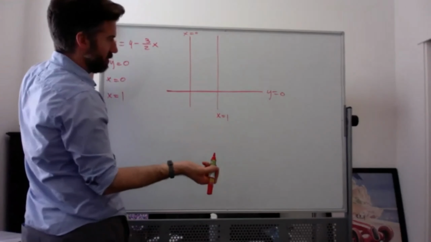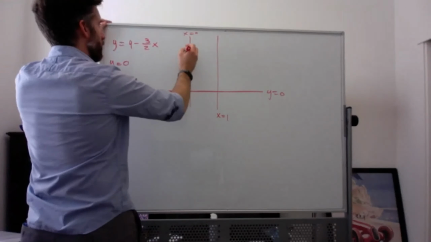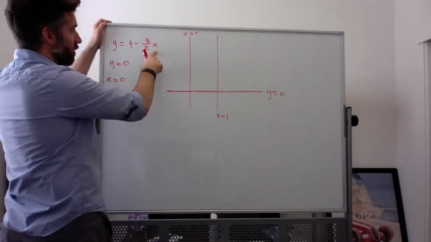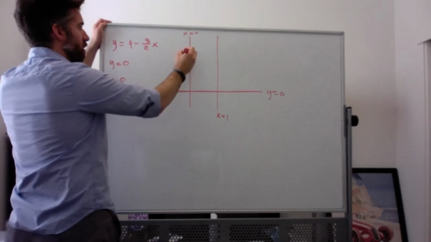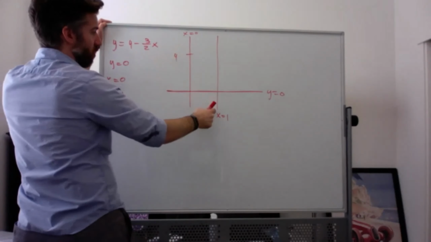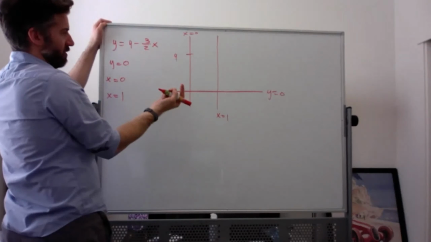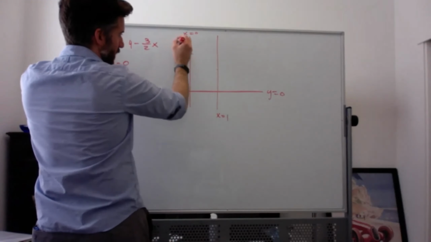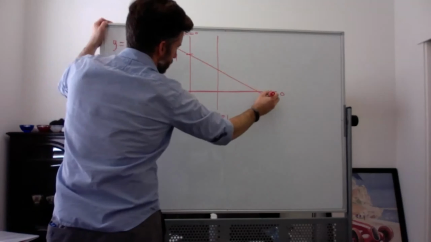My graph is not going to be to scale, but it's going to do something like this. If I plugged in 0 for x, I would get y equal to 4. And if I plugged in 1 for x, I get 4 minus 3 halves, which is like 2.5. So it'd be a little bit lower. I'm not going to do it super precise, but it's going to be something like that.